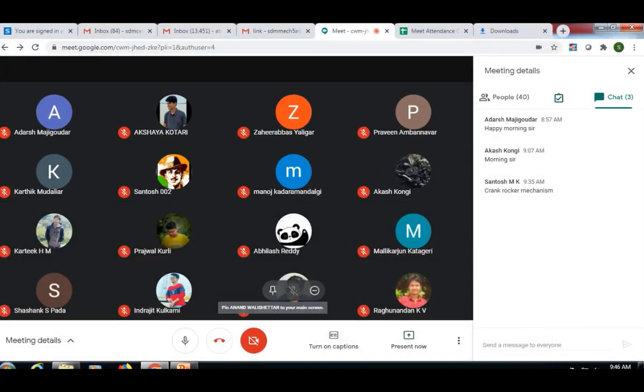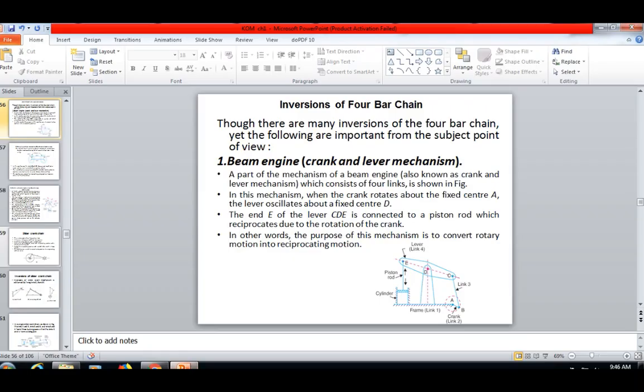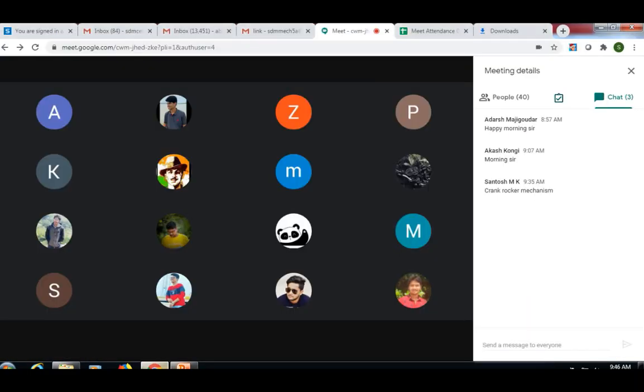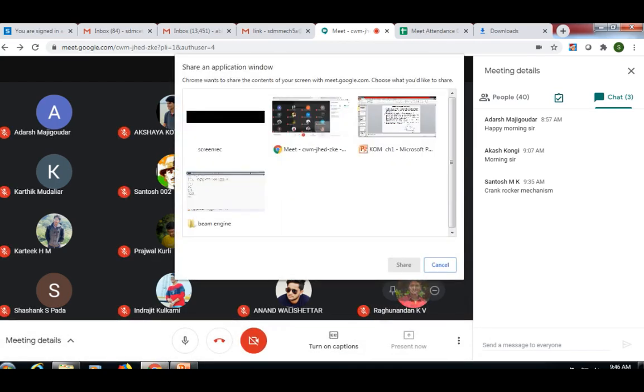Okay, so you saw the basic concept about the beam engine. So you can convert the 4-bar mechanism also to converting from rotary motion to reciprocating motion. So you can see there are different types of links which can be used and altered for different applications. Okay, so this is regarding one of the inversions, that is the beam engine. We go to the next one.